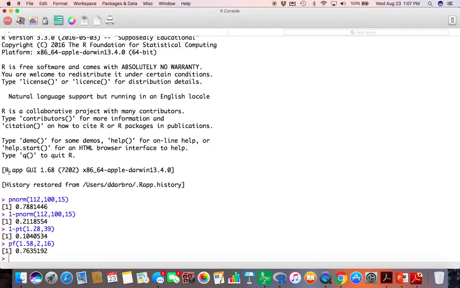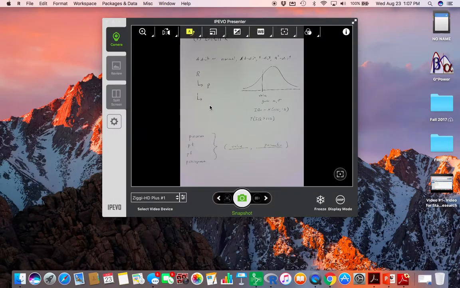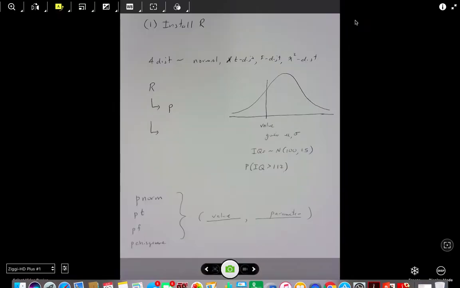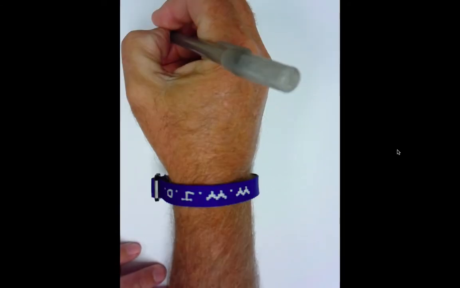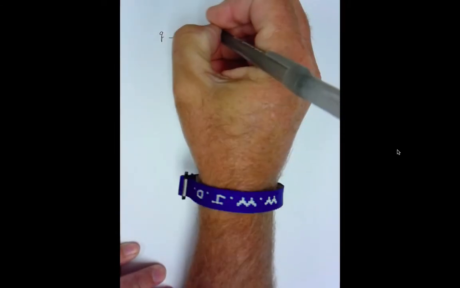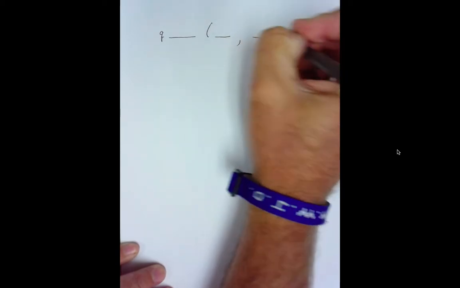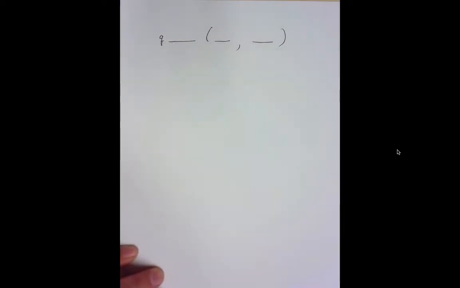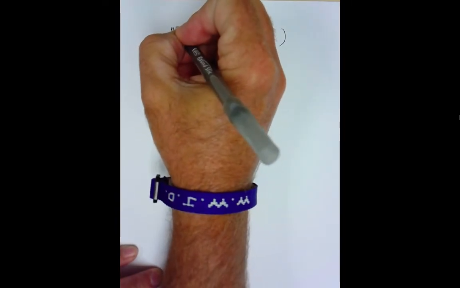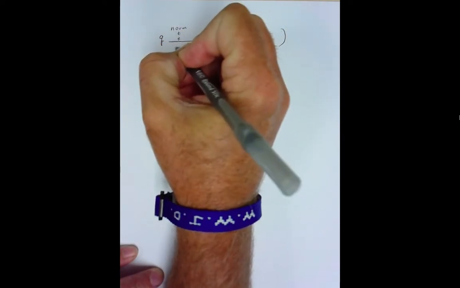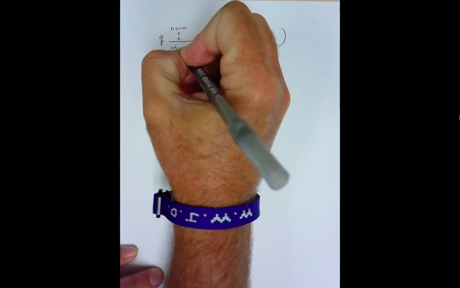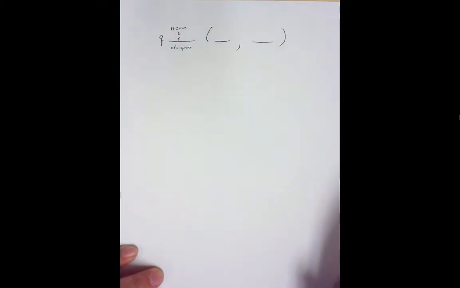Now, let me get out of here and demonstrate another function in R. It's called the q function. Depending on the distribution that we want to use with the q function, it could be norm, it could be t, it could be F, or it could be chi-square.